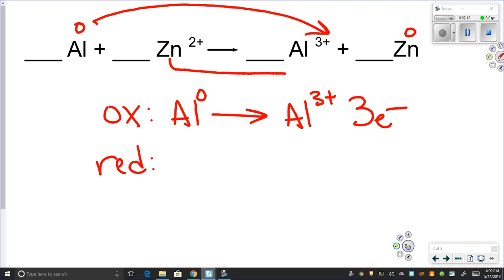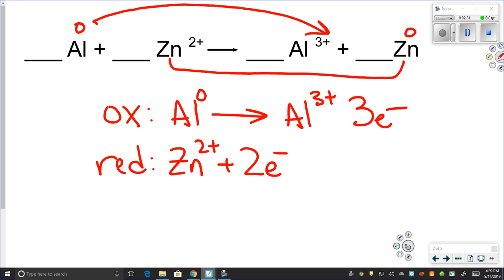We're going to look at our zinc situation. Our zinc is going from +2 to 0. That means we must be gaining electrons. In this case, we are gaining 2 electrons to go to our zinc in free state. Now we've got a little problem. We know that our electrons are always supposed to balance out to be the same number. And now we've got 3 electrons being released from the aluminum and 2 electrons being gained by the zinc, and that just doesn't work out.